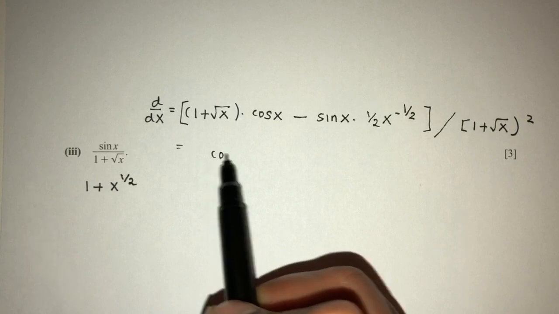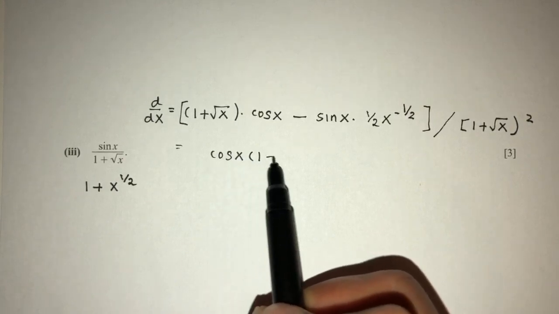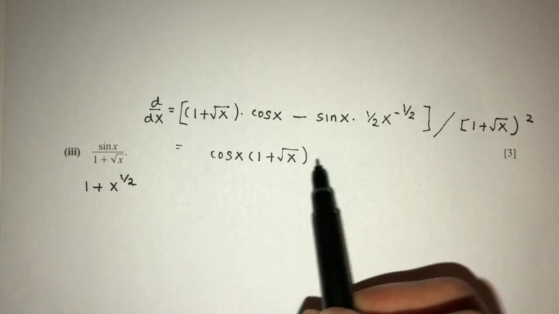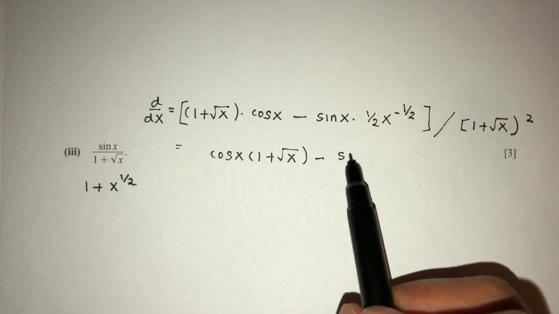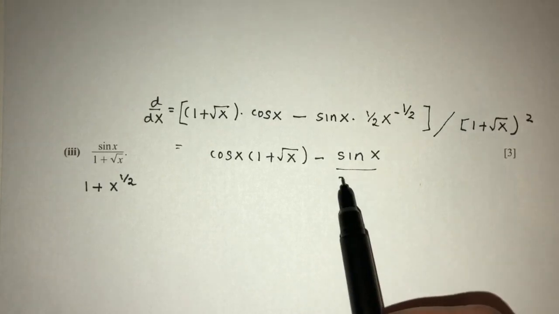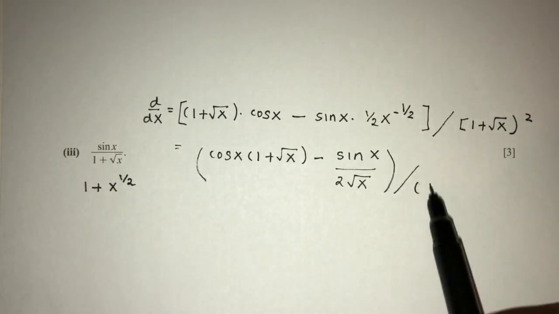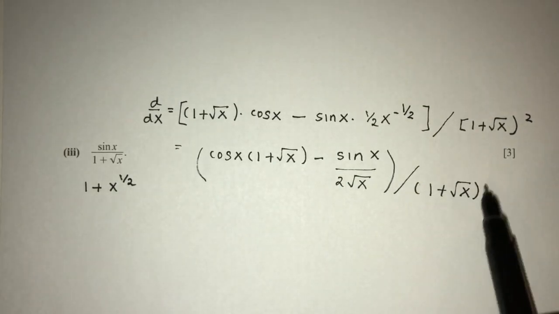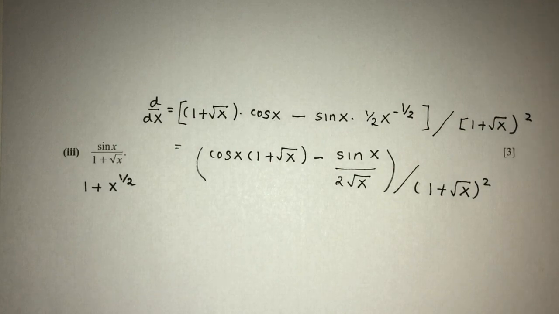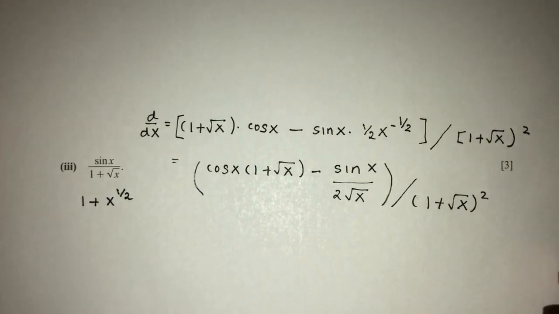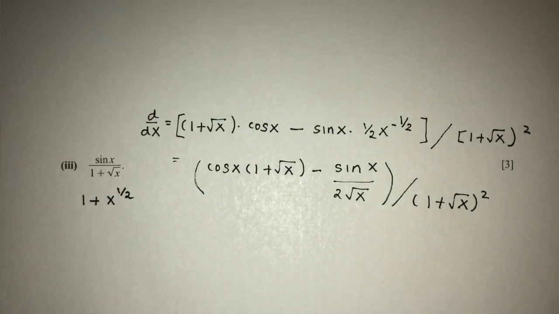So that will be cos x, 1 plus root x, minus sin x over 2 root x, and then everything divided by 1 plus root x square. So now I will just stop right here, because there's no need to simplify more. If you want to, you can do that, it is up to you, but it is enough for your answer. That will be question number 7.